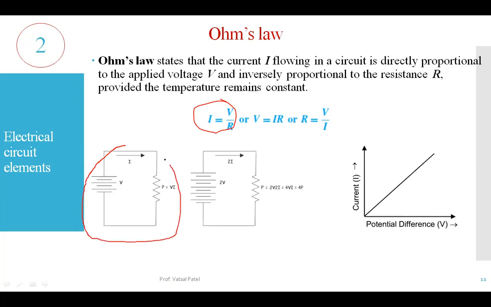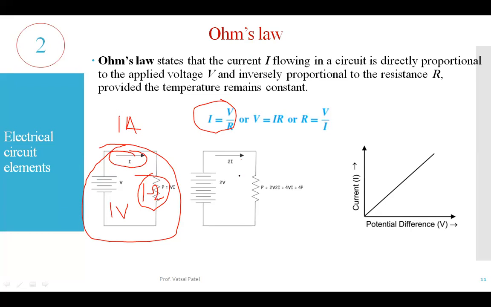Suppose you consider the first diagram in which you apply a 1 volt supply, and suppose the value of resistance is 1 ohm. Whatever current is flowing, if you identify it, it is 1 ampere. So in this case you can say that the resistance of the circuit is 1 ohm, and from that you can also identify the power which is consumed.